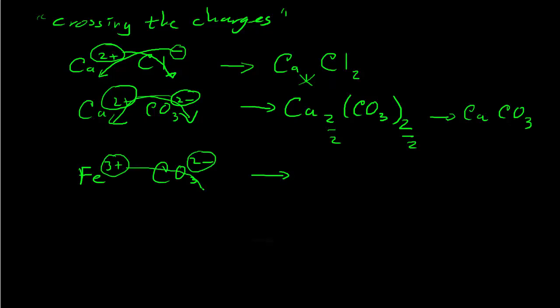So the 3 is going to become the subscript on the carbonate, and the 2 is going to become the subscript on the iron. So I end up with Fe2, then in parentheses, because those have to stay together, I've got 3 carbonates. So this will give me a charge balanced formula. Fe2(CO3)3 would be the formula for the compound formed by iron 3+ and carbonate. And that works for any ionic compound to make sure that you have charge balance.